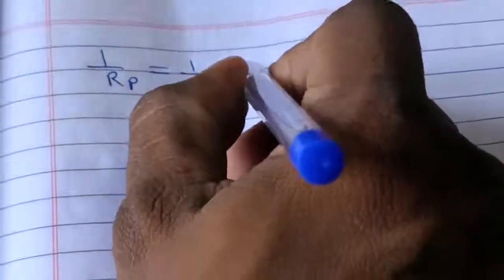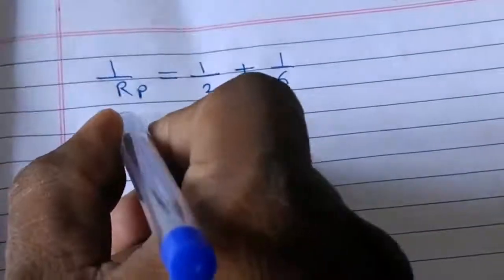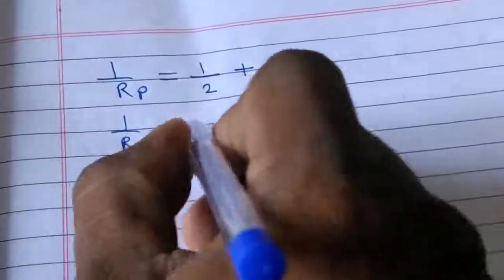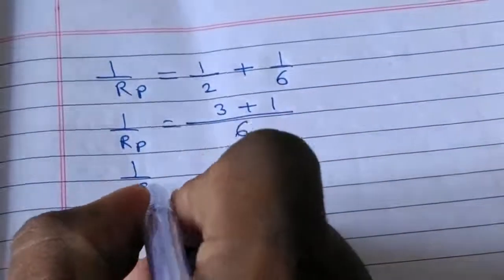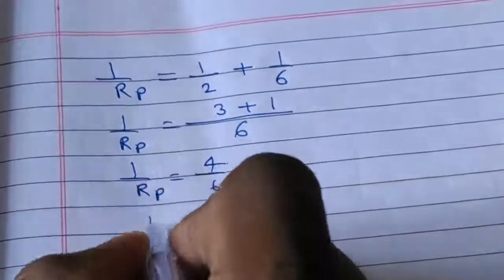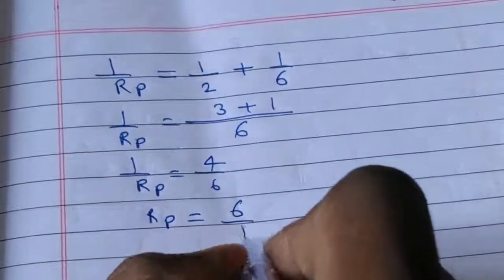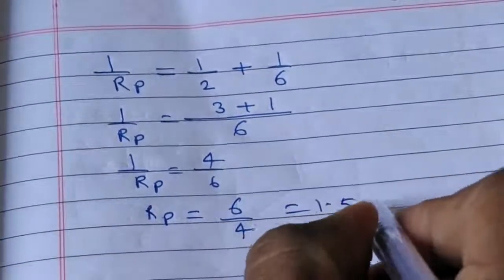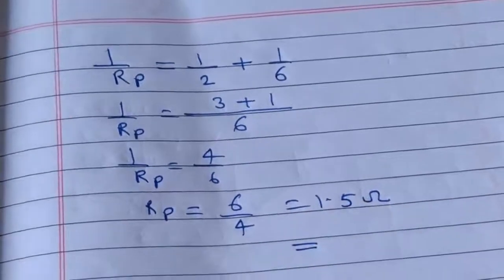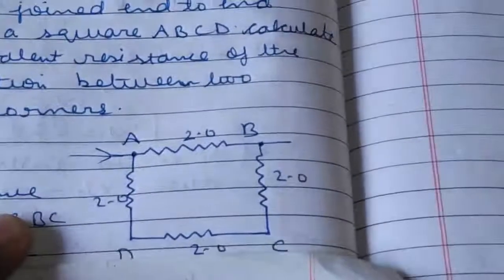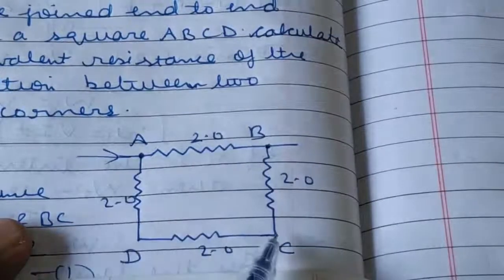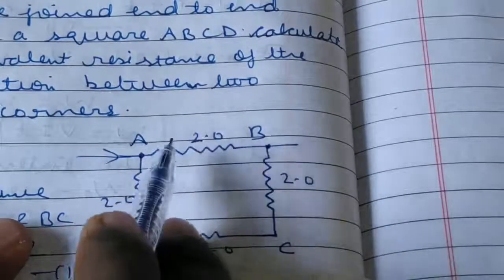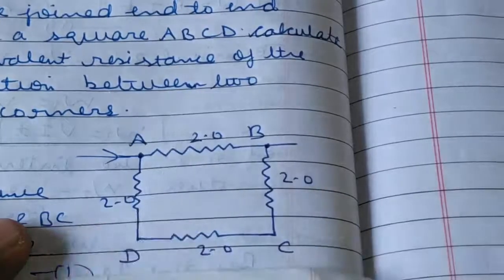It is 1 upon 2 plus 1 upon 6. LCM is 6. 3 plus 1. 1 upon RP is 4 by 6, and RP is 6 by 4. And you will get the final answer 1.5 ohm. So here you can see how we will solve this problem. First we will do the series combination of AD, DC and BC, finally the parallel combination. So this way you can calculate the equivalent resistance.